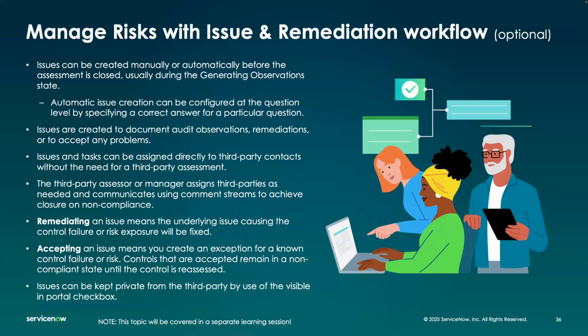Issues can be assigned directly to third-party contacts, or they may also be kept private and not assigned to third-party contacts. There is a checkbox available on the issue form called visible in portal. If that is unchecked, the issue is kept private and not shared with the third party.